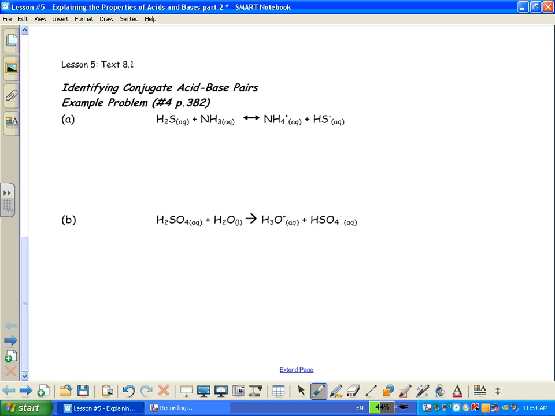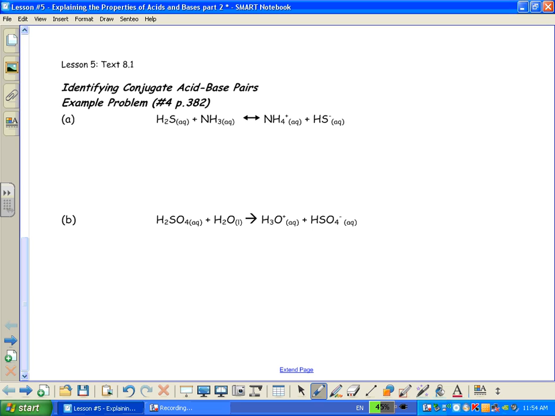So this is on page 382. It's question number 4. So we're going to look at A first. So we have hydrogen sulfide plus ammonia is going to give you ammonium. And then you're going to have, again, that hydrogen sulfide, but now we've lost that hydrogen. We have a negative charge.